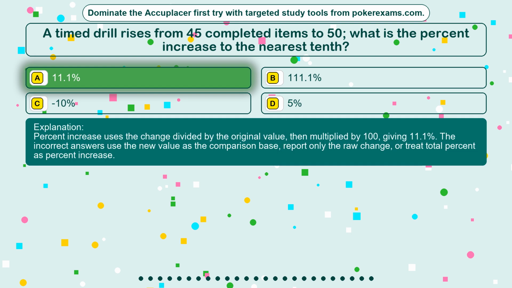Percent increase uses the change divided by the original value, then multiplied by 100, giving 11.1%. The incorrect answers use the new value as the comparison base, report only the raw change, or treat total percent as percent increase.